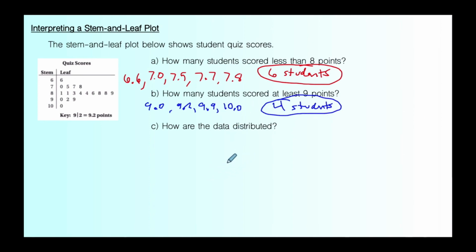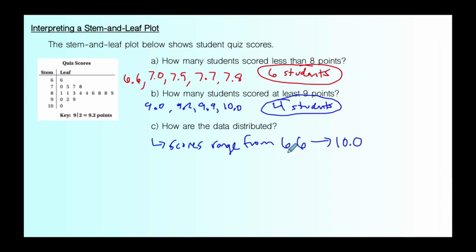Last question is a little tricky. It's a little open-ended, and you have to make sure you understand what it's asking. How are the data distributed? So when we talk about the distribution of data, we're talking about where do values fall in this data set. In this data set, how is it distributed? One of the things I would say is that scores range from 6.6 on the low end to 10.0 on the high end.